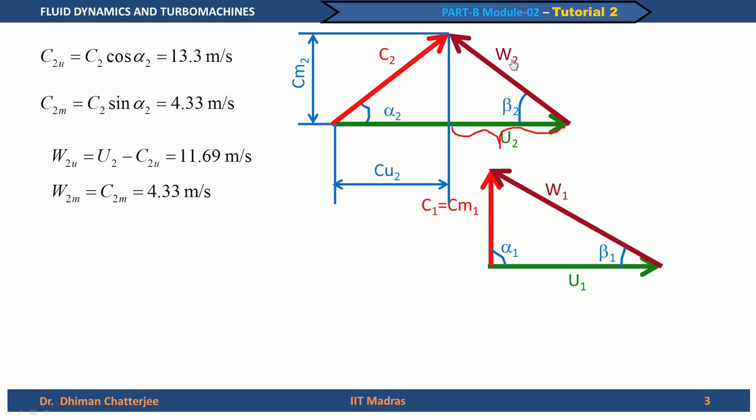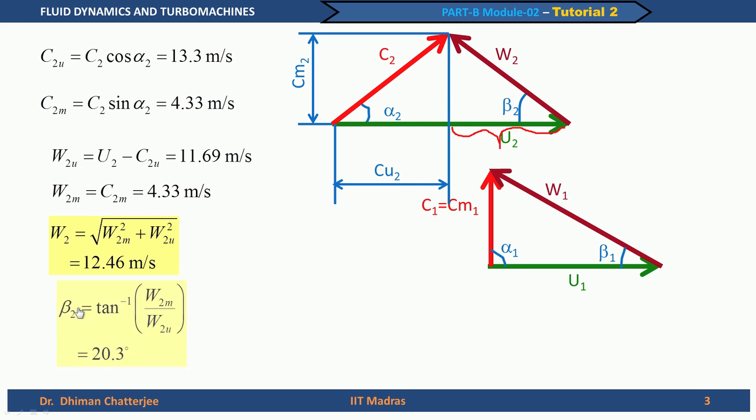So, now to get W2, we know W2m and W2u. So, we can find out W2 to be 12.46 meters per second and beta 2 can be found out by the tan of beta 2, which we know is W2m by W2u, and hence beta 2 is tan inverse of W2m by W2u, which is 20.3 degrees.